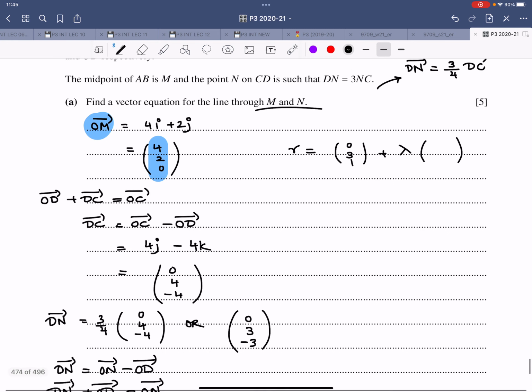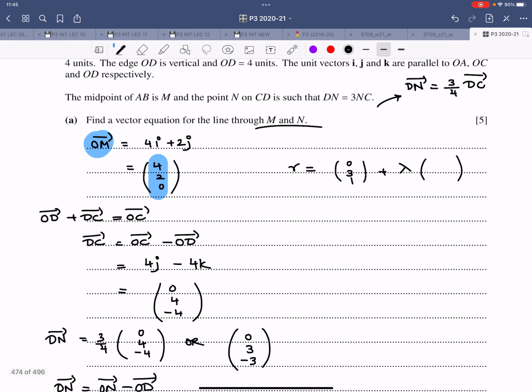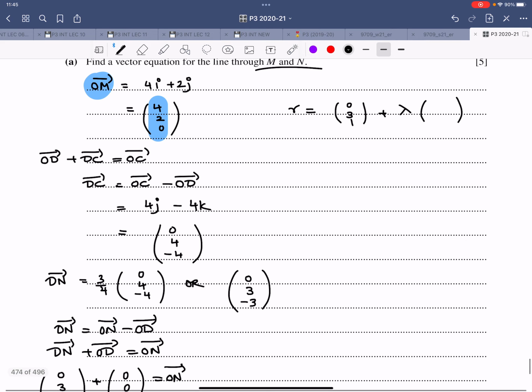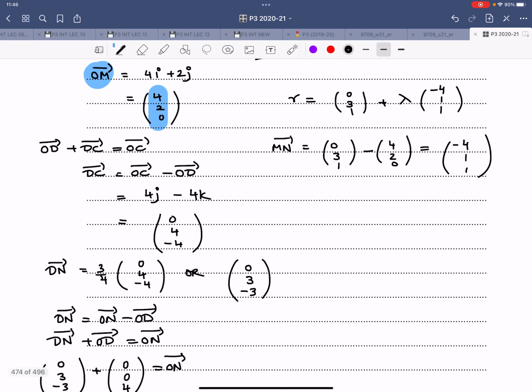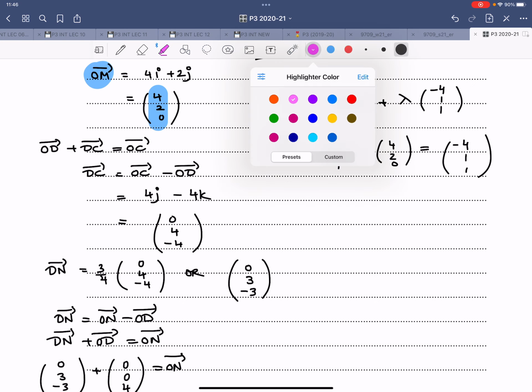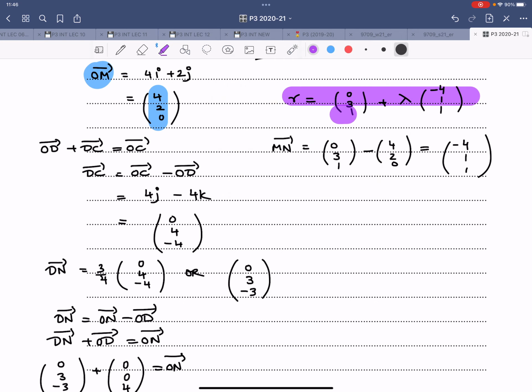And what goes with lambda? The direction vector between M and N. So MN is ON minus OM, which is 0, 3, 1 minus 4, 2, 0. This comes out to be negative 4, 3 minus 2 is 1, and 1 minus 0 is 1. So therefore, this is negative 4, 1, 1. And of course, there are multiple options possible. So this is the equation of the line that we were looking for. So this is the answer for this particular part.